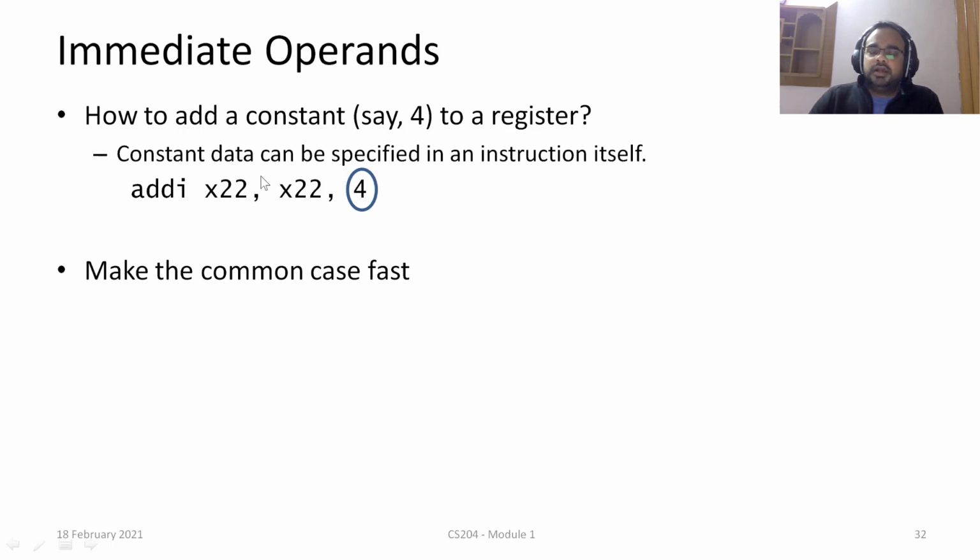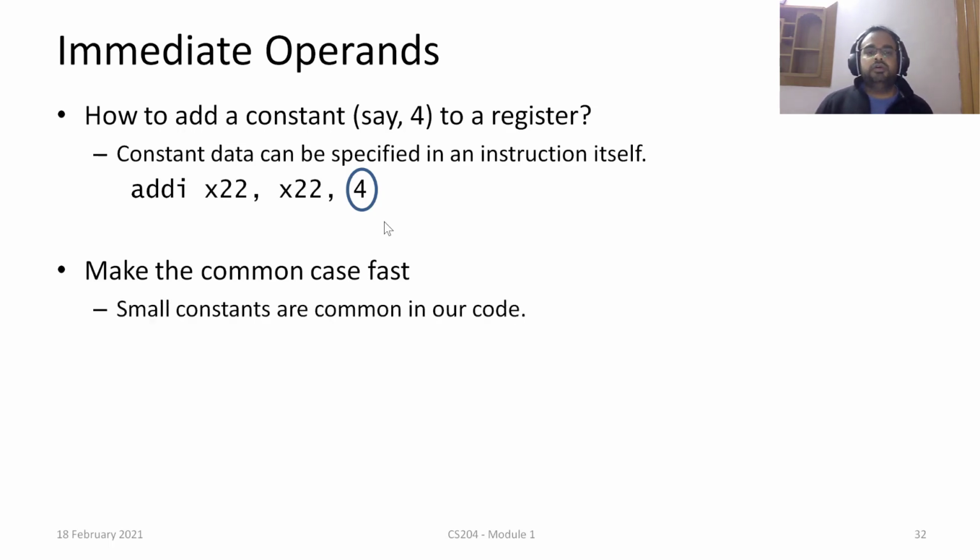Such instructions are provided as part of the ISA to make the common case fast. If you remember, one of the great ideas was design for the common case, right? So why would these immediate operands be the common case? Typically we use many small constants in our code. For example, incrementing a variable or decrementing a variable, etc.